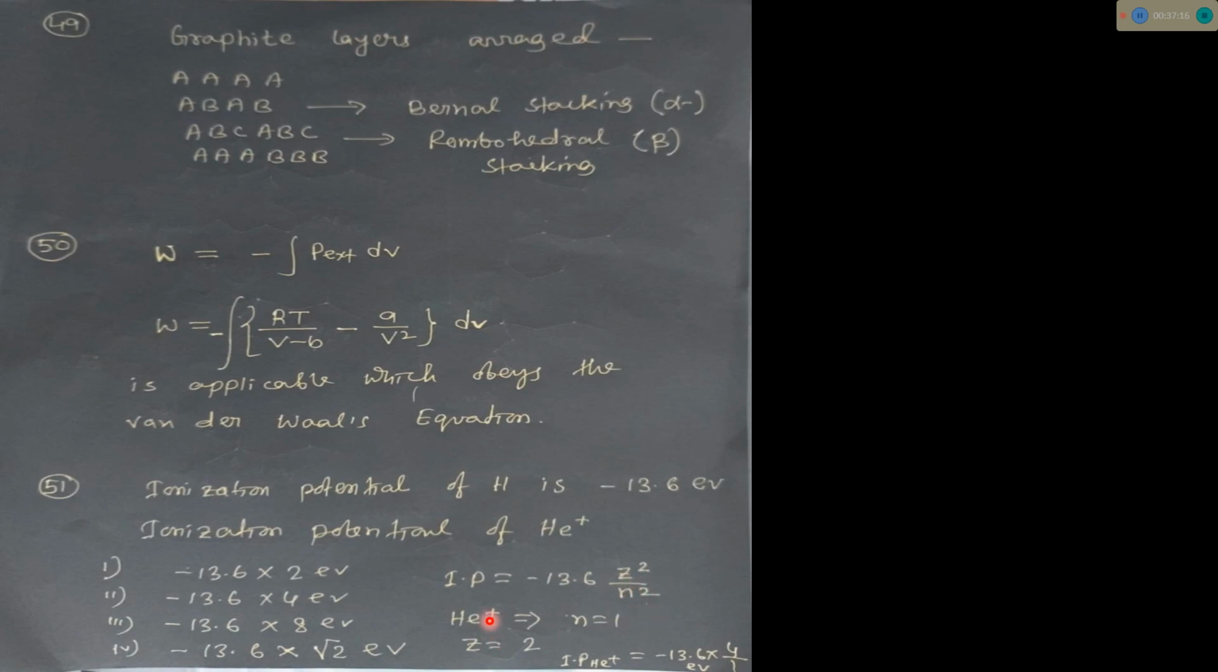So for helium plus, Z is 2, since it's plus. Helium plus means only one electron is there, and that electron is in the first shell. So N is equal to 1 for this helium plus. If we put N equal to 1 and Z equal to 2, then we get minus 13.6 into 4. So minus 13.6 into 4 electron volt is the ionization potential for helium plus.